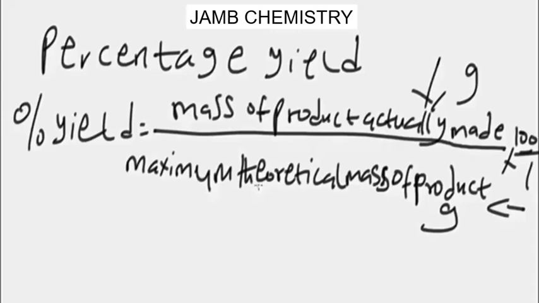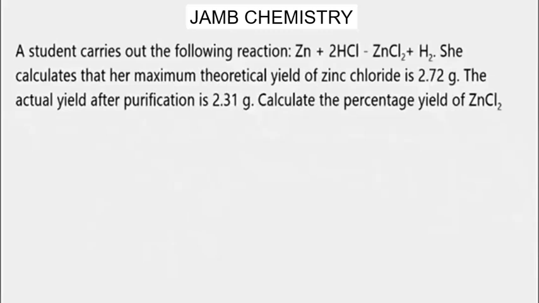Okay. Now, having known this, let's look at this typical question under percentage yield and solve it together so that you will understand how to apply it to this formula. Let's wipe this. Okay guys, now let's look at this question. It says a student carries out the following reaction. Zinc reacts with 2 moles of hydrochloric acid to give zinc chloride plus hydrogen gas. She calculates that her maximum theoretical yield of zinc chloride is 2.72 gram. The actual yield after purification is 2.31 gram. Calculate the percentage yield of zinc chloride.